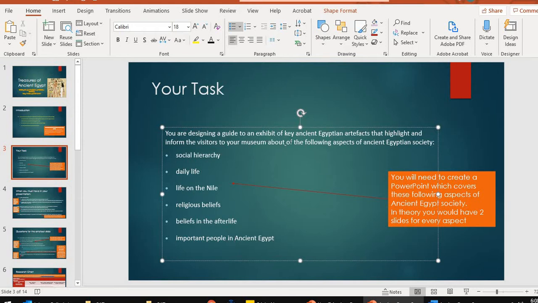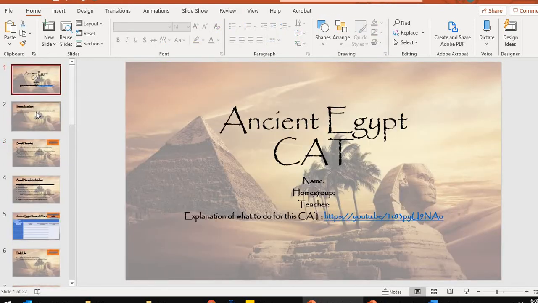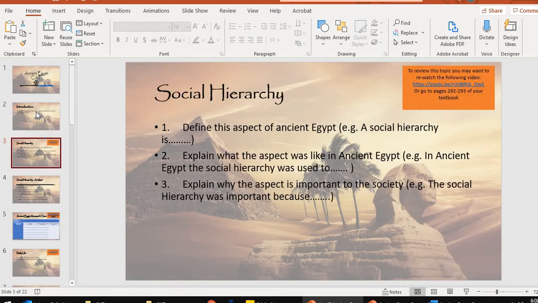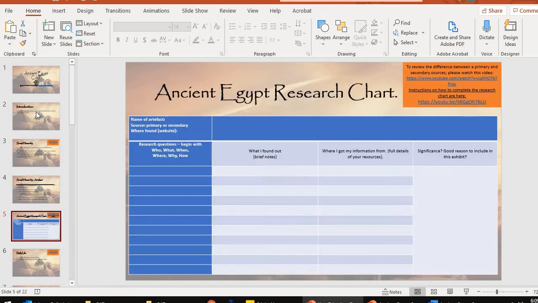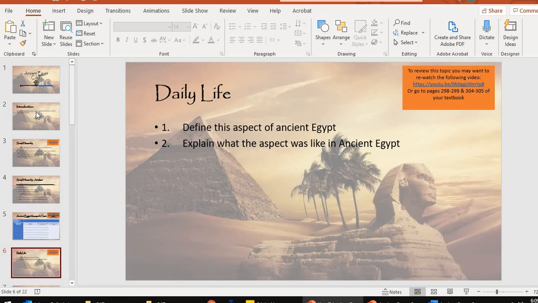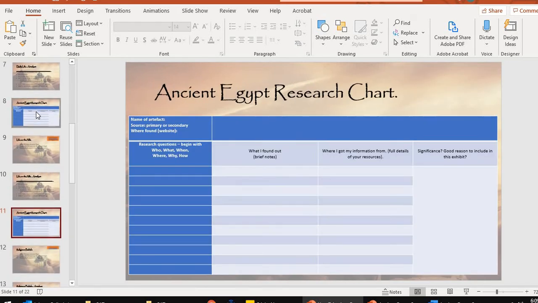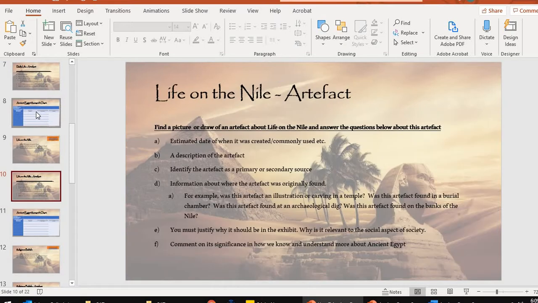Alright, so when you're doing this, you will have a PowerPoint which covers each of these aspects. And in the template I've provided, it tells you what to do. So social hierarchy, here are the questions you need to answer, and then it talks about an artifact. And then it goes into daily life, and you can see it's already there. All you need to do is answer those questions. So we'll go back to the assignment.